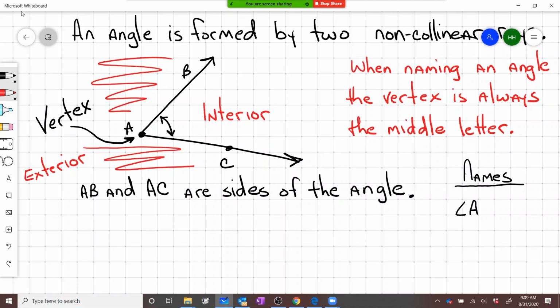The other way to name an angle, and when there's more than one angle sharing a vertex you have to use this way, is three letters. This angle could also be named angle BAC. And the third way you can name this angle is angle CAB.